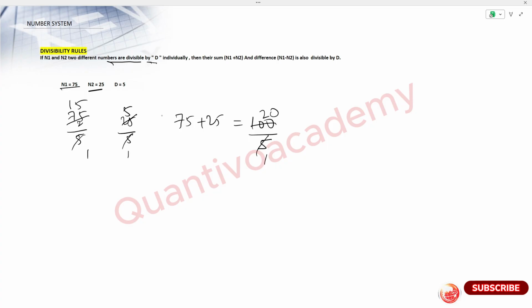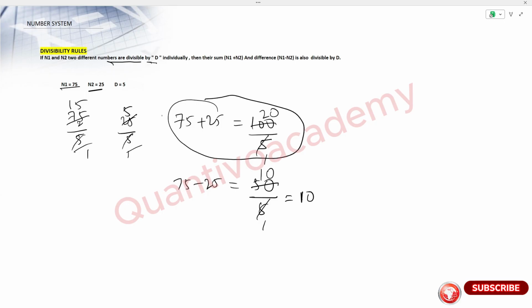Similarly, when we subtract these two numbers, n1 minus n2, 75 minus 25, which is equal to 50, and divide by d, which is 5, 5 ones are 5, 5 tens are 50. This is also divisible by 5. This means if n1 and n2, two different numbers, are individually divisible by d, then their sum is also divisible and their difference is also divisible by d.